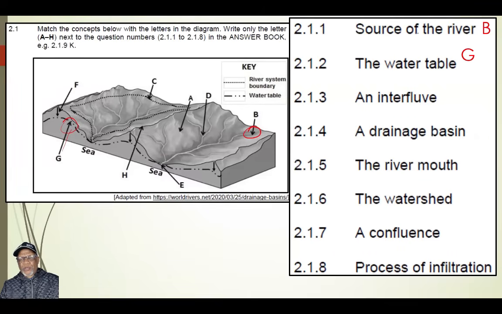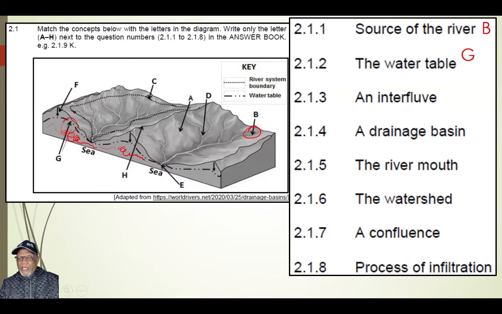So you must know what is water table. Let's start first with source. Source of the river is where the river originates. Water table is the top surface of groundwater, which means here we have water under the ground. What do you call the water under the ground? We call it groundwater. And what is this upper limit of this water under the ground? We call it water table.